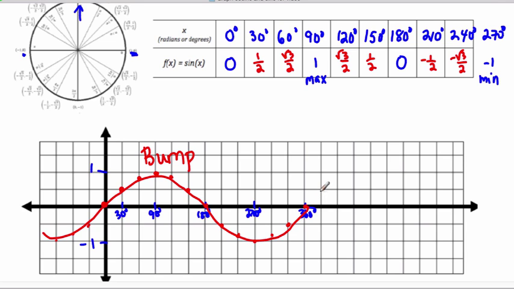You should be able to continue it from here. Knowing what your scale is, you should be able to predict for me when's the next time that it's going to be 0. Where's my max? Where's my min? And so on. So there's your bump, there's your dip.